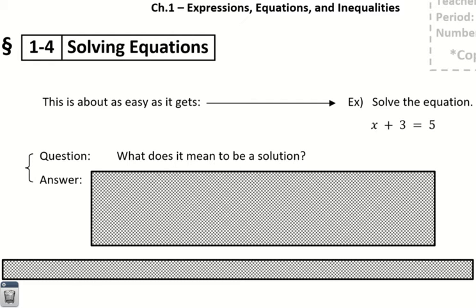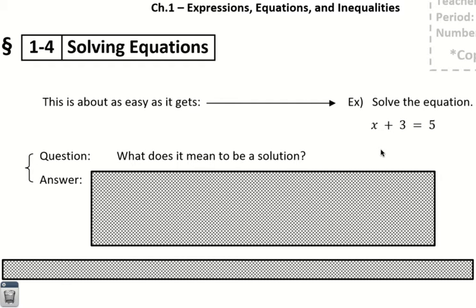Alright, gang. Section 1.4 is about solving equations. We're still reviewing things from your deep, dark past. And well, let's dive right in. Solving equations. This is about as easy or as simple as it gets, I would imagine, having to solve an equation just like this.